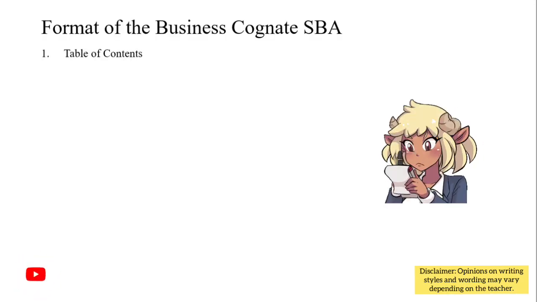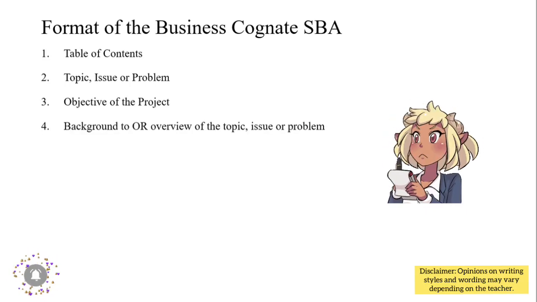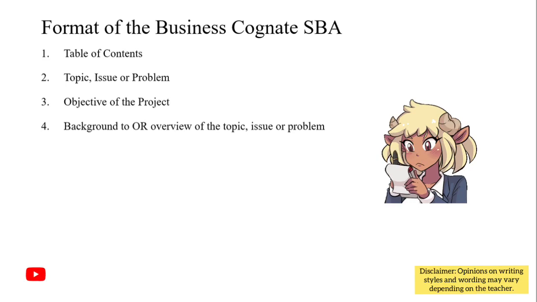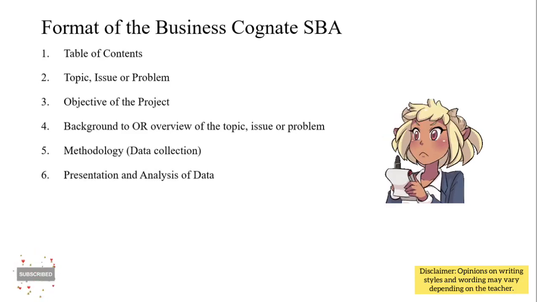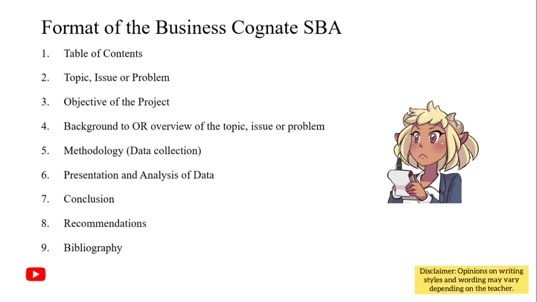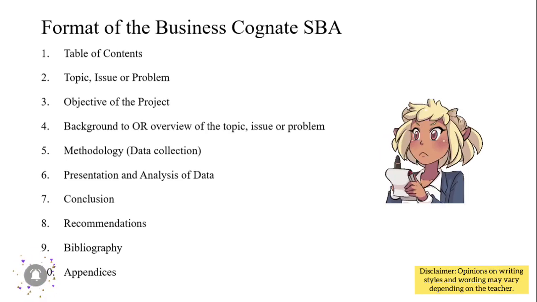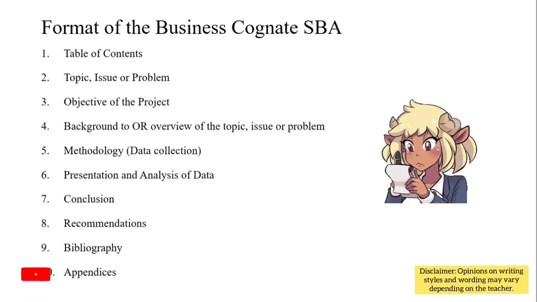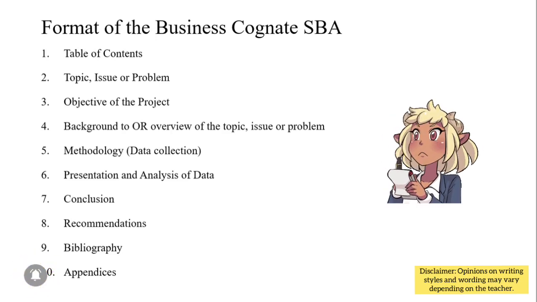So let's look at the format of the business cognate SBA. You have a table of contents, topic, issue, or objective of the project, the background or overview of the topic, issue, or problem, the methodology, which is basically how you're collecting the data, presentation and analysis of the data, conclusion, recommendation, and bibliography and appendices. And so that's basically the general format. This is basically how your table of contents would look. All right, so let's look at them now.